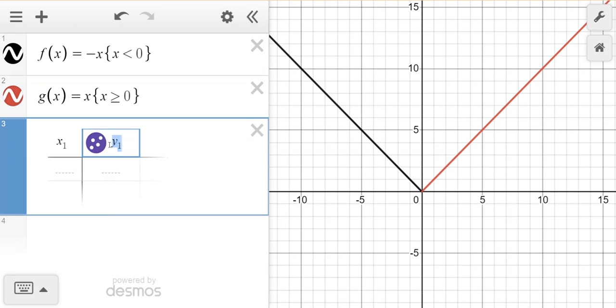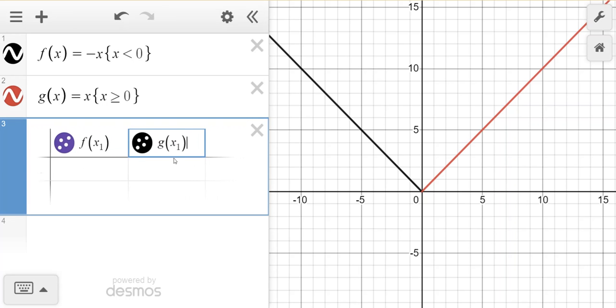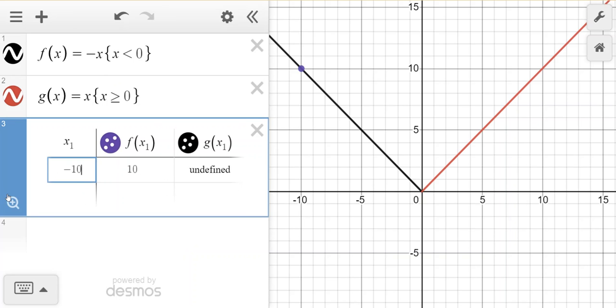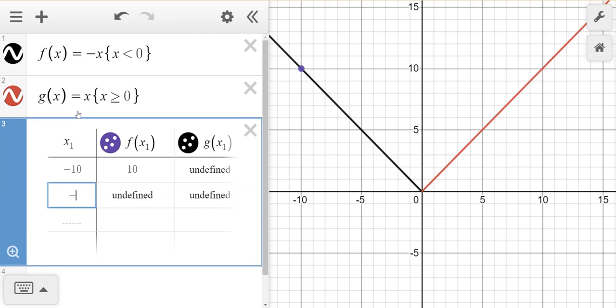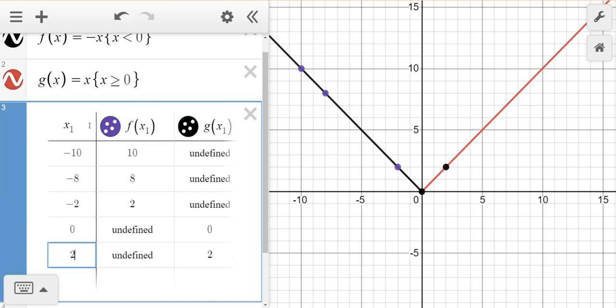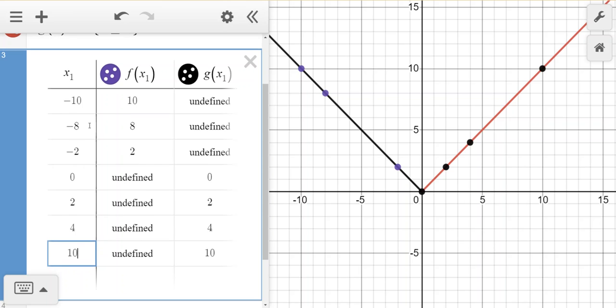Then when I get into my table, I can start with the first function f, and I'm going to evaluate that at x1 being the table's input column. And then I'll take the second function and evaluate that at x1 as well. All right, and now we can put in a variety of values for x1. So I'm going to put in some things that would fit the first function and some things that would fit the second function. So I'm going to start with, say, negative 10, negative 8, negative 2. Again, I'm just picking some values here, maybe 0, 2, 4, and 10.